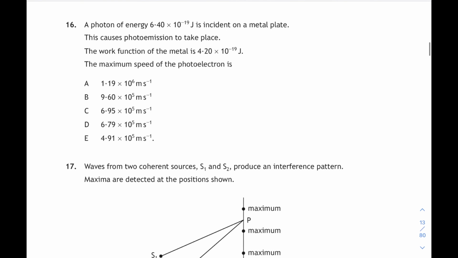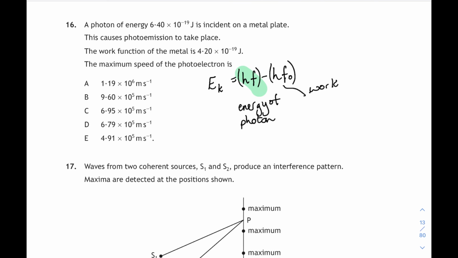Question 16 is also photoelectric effect. We're asked about the maximum speed of a photoelectron. Well, that will relate to its kinetic energy, and kinetic energy is equal to the energy of the photon, hf, minus the work function of the metal. And both of those quantities are given in the question.